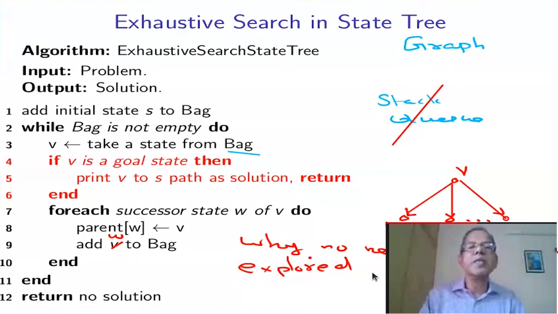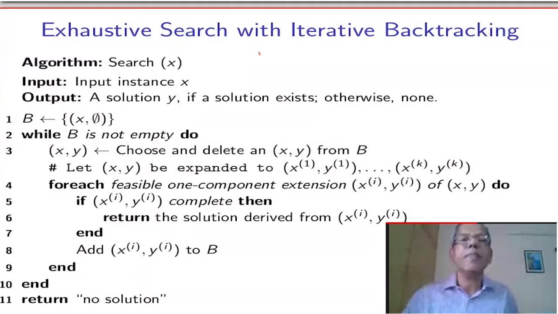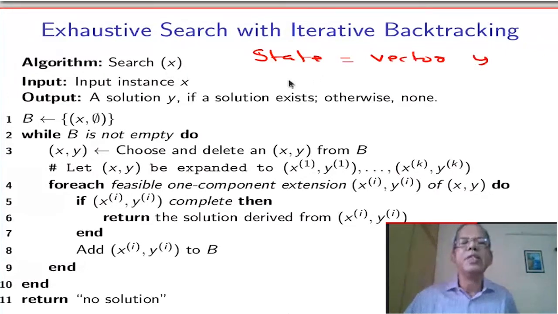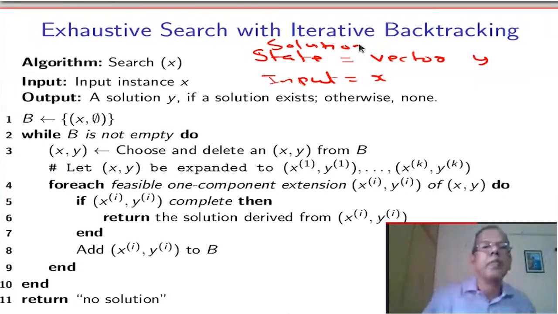This is exhaustive search algorithm. Suppose we have state as a vector. X is the input. State or solution is the vector. Input is an instance X. Output a solution Y if a solution exists, otherwise none.